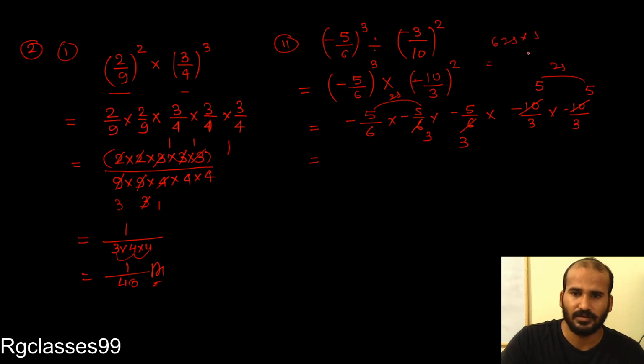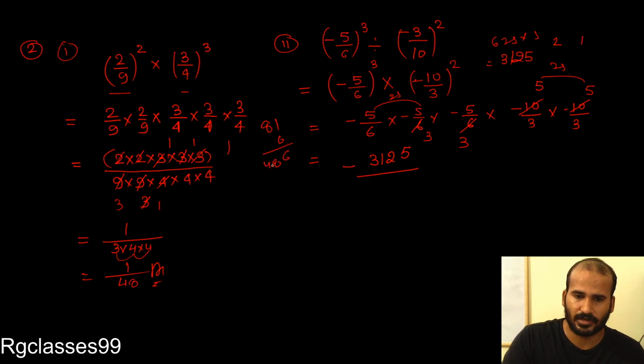How much is that? 5 5s are 25, carry 2. 5 2s are 10, 10 and 2 is 12, 2 carry 1. 5 6s are 30, 30 and 1 is 31. Okay, now this is minus 3125 upon, what will this be? 3 1s are 3, 3 3s are 9, 9 3s are 27, 27 3s are 81, and 81 6s are how much? 6 1s are 6, 6 8s are 48. This will be 486, and this is your final answer.